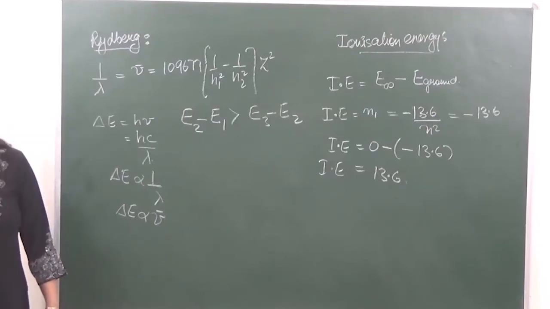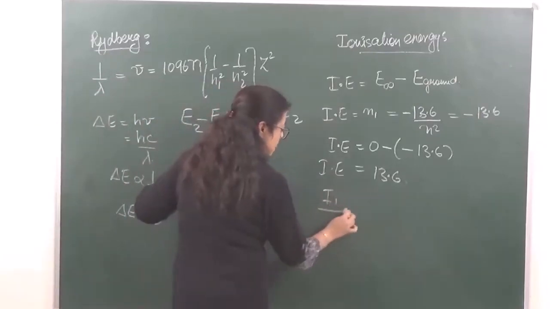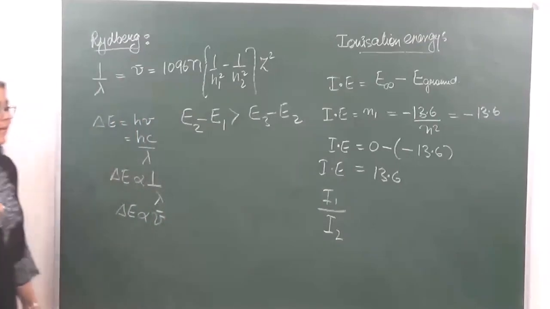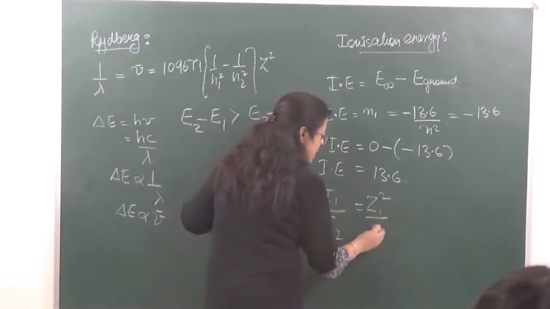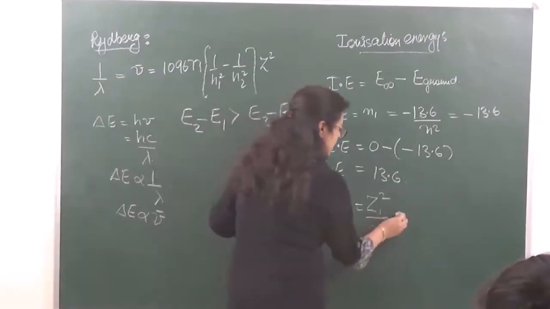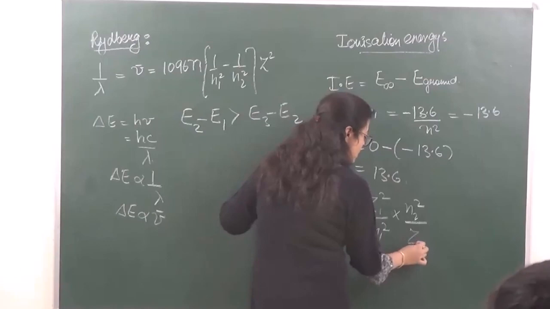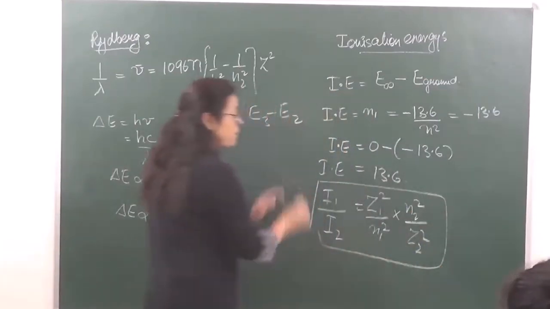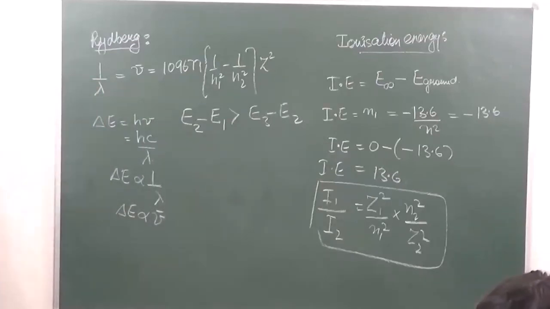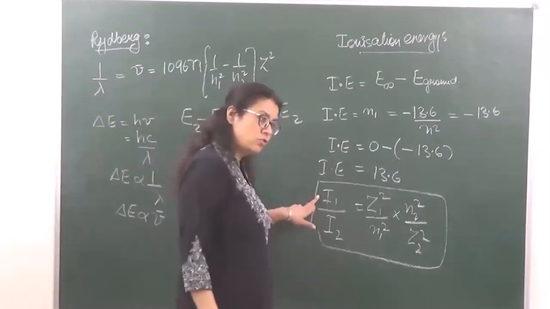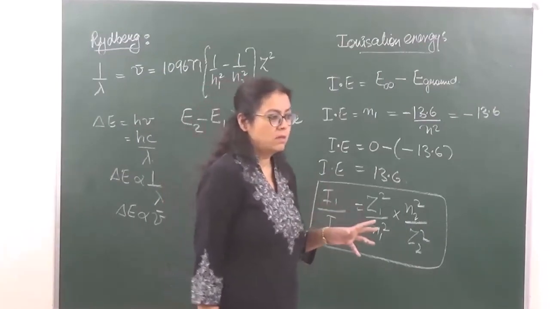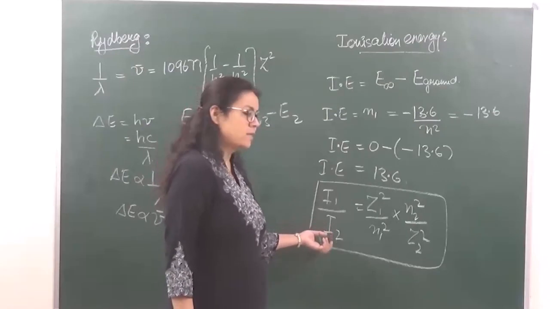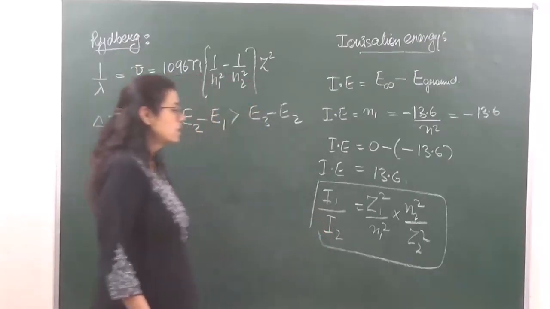Now when we are talking of ionization energy in the first level and ionization energy in the second level, so I1 upon I2 can be given as Z1 square upon N1 square into N2 square upon Z2 square. This is again a very important formula. Okay, so from this, if the ionization energy of one is given to you, for example, they are saying calculate the ionization energy of say lithium in the second level, you can calculate by this formula. Is it clear? So this is again an important formula.